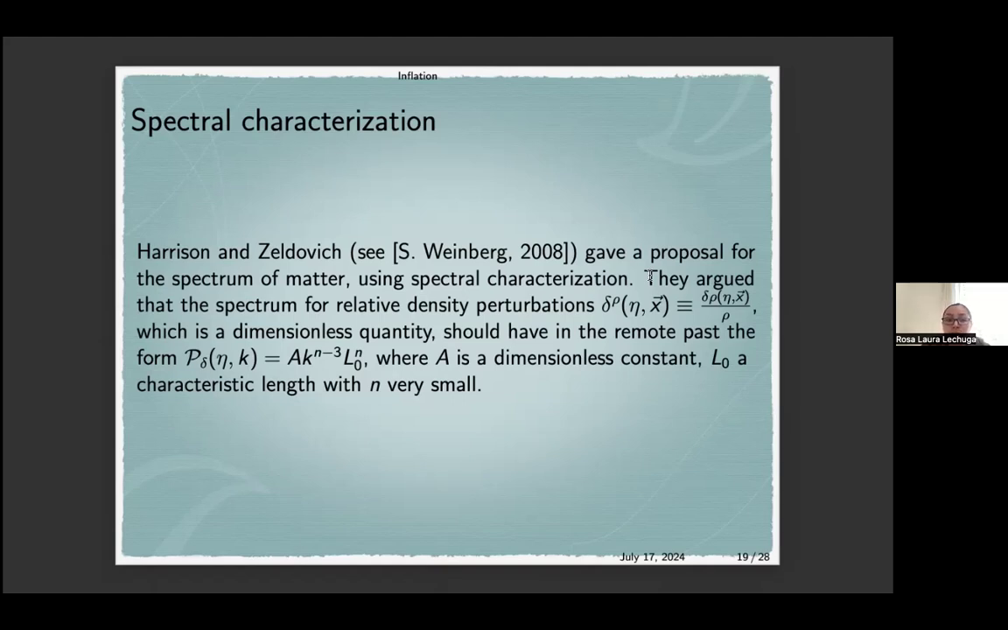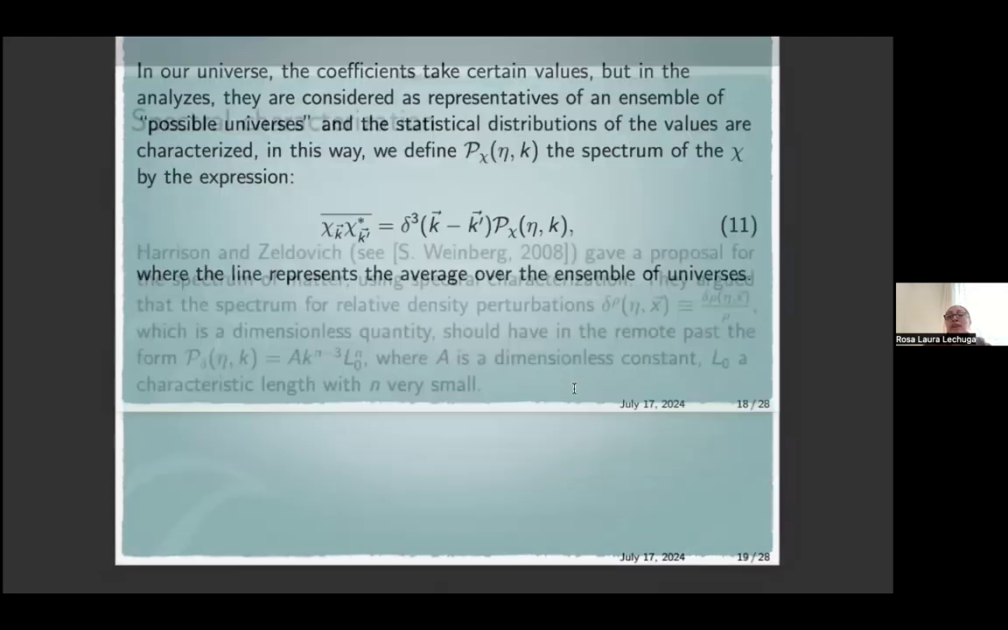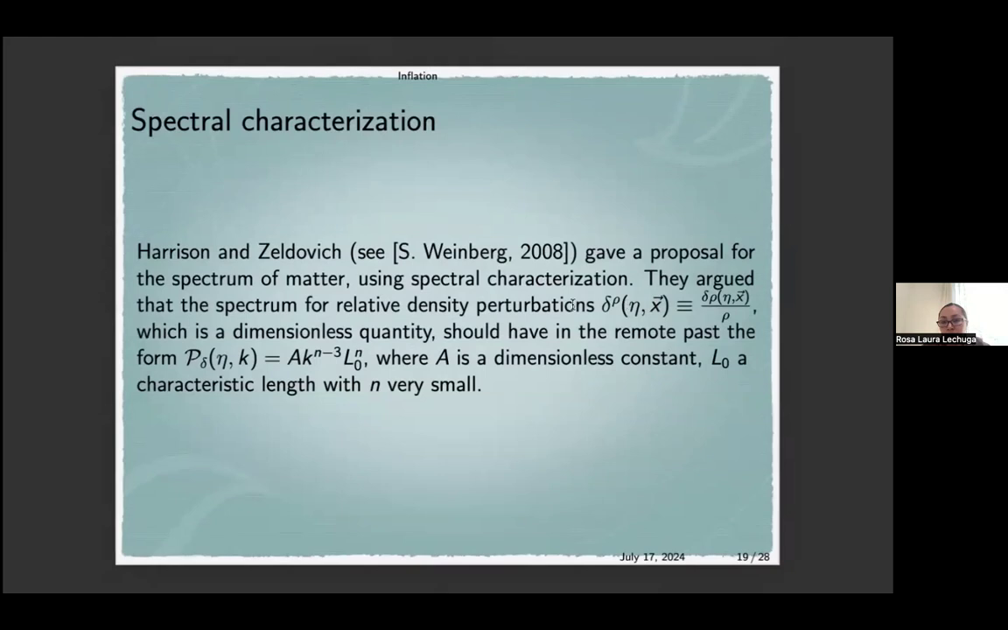They tried to argue that the spectrum for relative density perturbation has a specific quantity here. I was using a generic form only with the aim to illustrate that this could work for many quantities, but Harrison and Zeldovich gave a particular quantity, the density perturbations. The density perturbations can be written in the following way, and this quantity is dimensionless, and they thought this spectrum that we're going to introduce should have this form in the remote past. And this is the form that they put by hand.